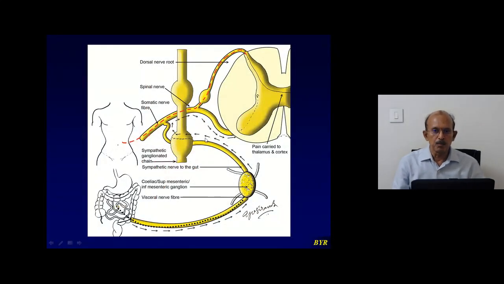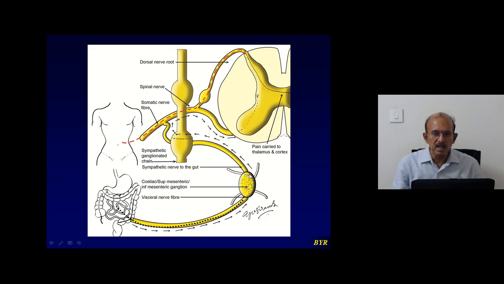Now let's come to this image. This is the spinal cord. This is the anterior root. And these are the sympathetic ganglia. The sympathetic ganglia are giving the branches which form the plexus. We can see the plexus because various nerves are coming and joining here.